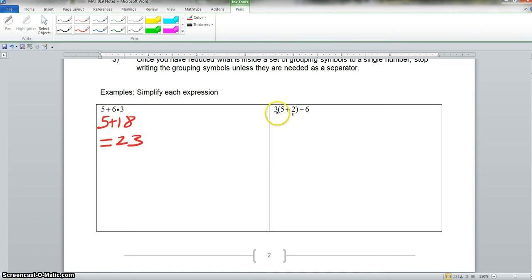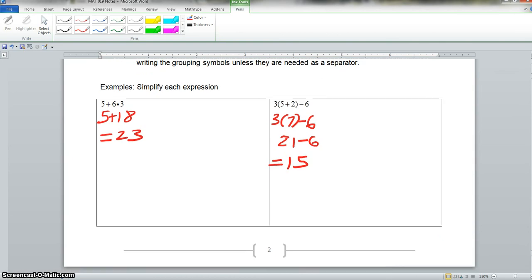And then here we notice we have multiplication, we have our parentheses, we have addition and subtraction. You know we would do parentheses first. So we would do 5 plus 2, which is 7. So we had 3 times 7 minus 6. Now there's nothing else we could do inside this parenthesis. So what we would do is look at the other operations. We have multiplication, we have subtraction. We know multiplication comes before subtraction. So we'll take 3 times 7, which is 21, minus 6, which is 15. And that is our final answer.